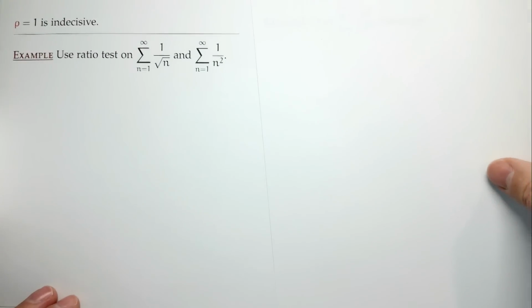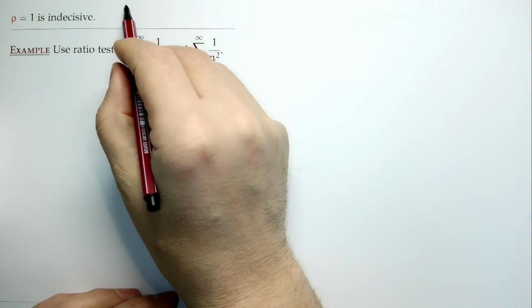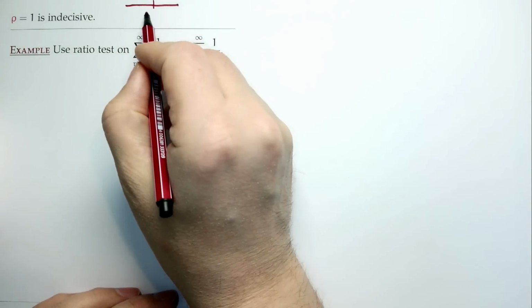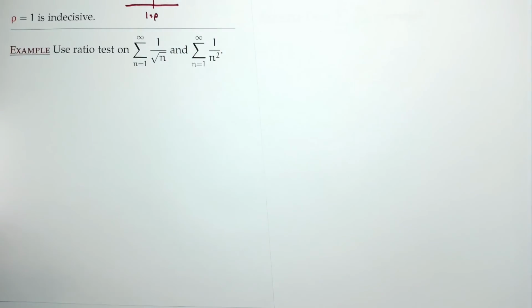First thing to note, remember we said rho equals 1 is indecisive. Now, why is that? Well, the thing is, when rho equals 1, you don't have any space. You see, because the problem is, if this is 1 and it's rho, there's no wiggle room available. And since there's no wiggle room, you're out of hope. It's hopeless.